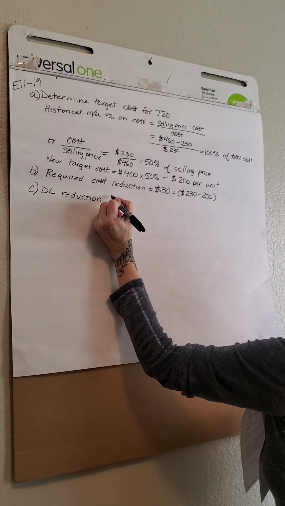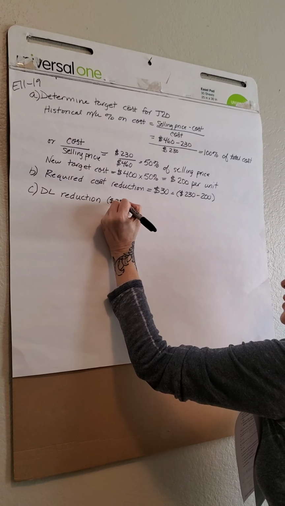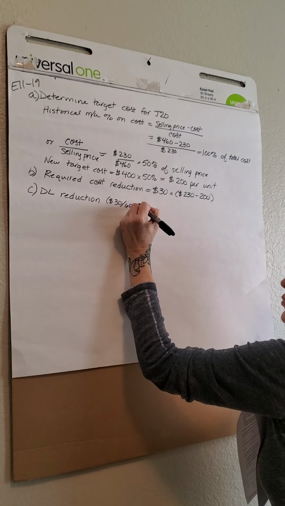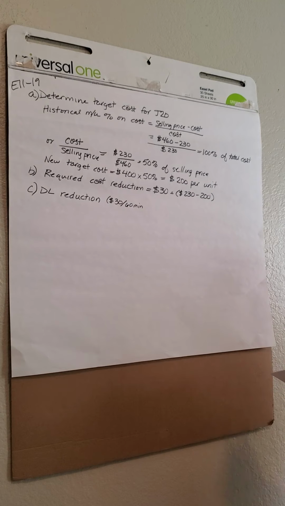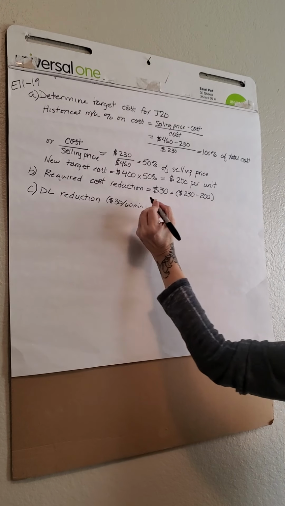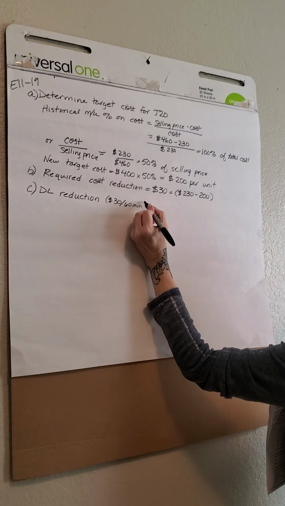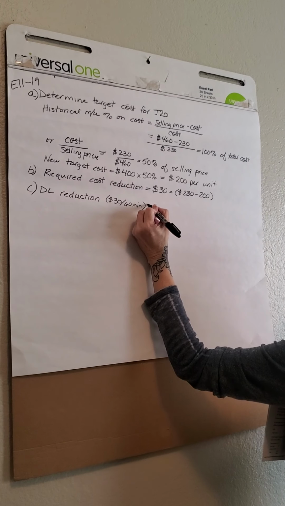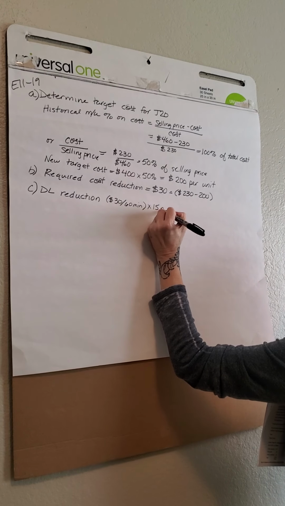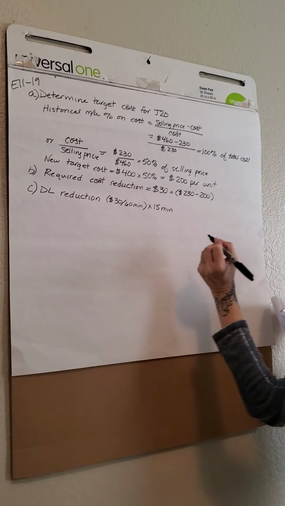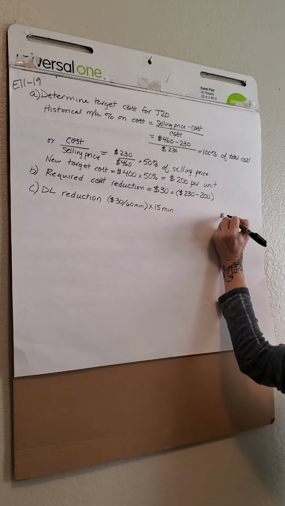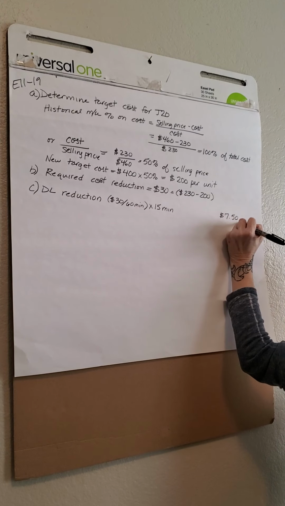So we know that we pay $30 per hour, the problem's told us, for direct labor. If we divide that by the 60 minutes, if we take 30 over 60, that gives us 50 cents per minute. So we multiply that times 15 minutes, and that's going to equal a total direct labor reduction of $7.50 per unit.